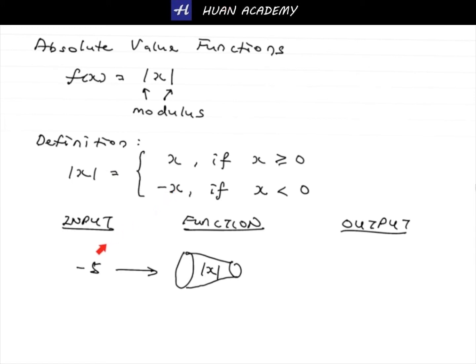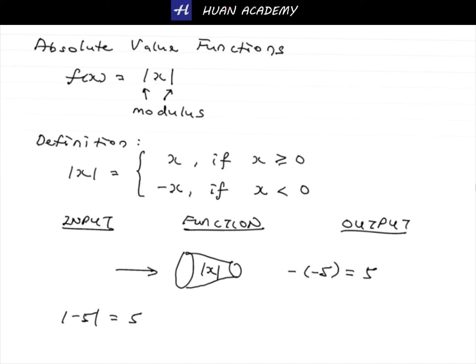Negative x means negative of negative 5. So what is negative of negative 5? Of course, it is 5. How do we get 5? That's very simple. Put the negative in front of negative 5, then you get 5. Negative, negative become positive. So modulus of negative 5 equals 5.